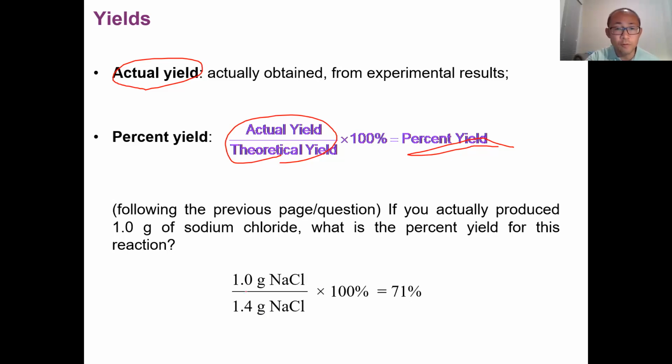So for example, following the previous question, if you actually got 1.0 gram of sodium chloride, and our theoretical is 1.4, we know that. So you use 1.0 grams of sodium chloride divided by 1.4 grams, multiply 100%, you got 71%. And that's called the percent yield of this reaction, which is a medium, slightly over medium yield, not a great yield. So that's the overview of chemical calculations.